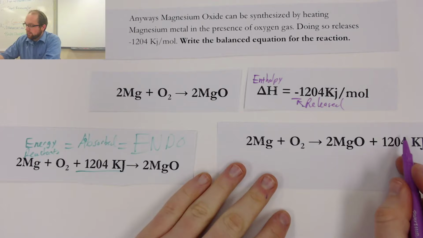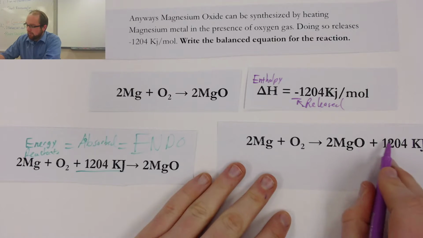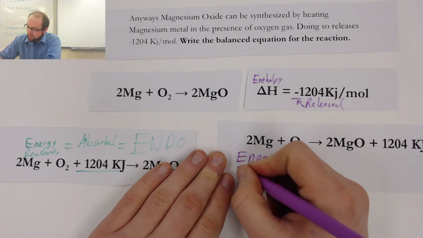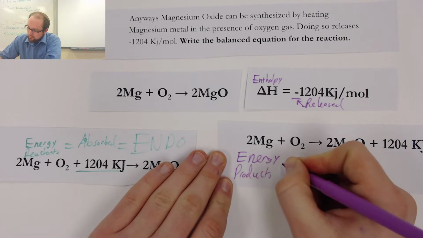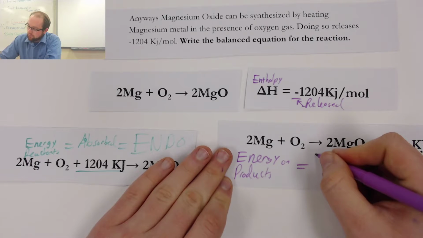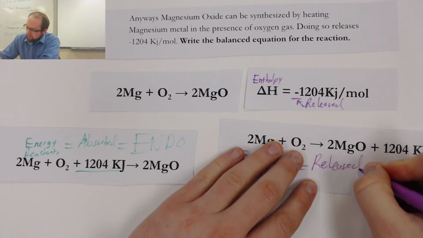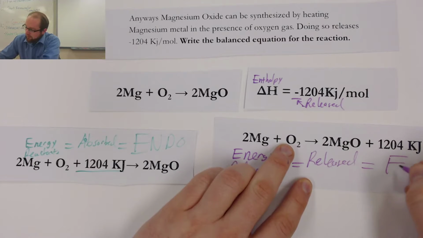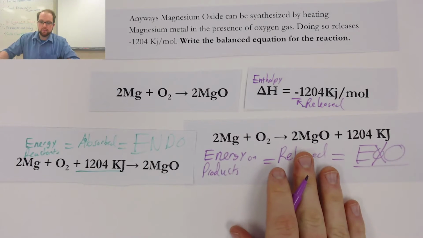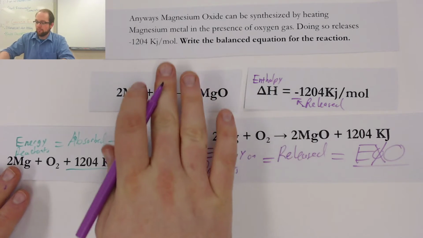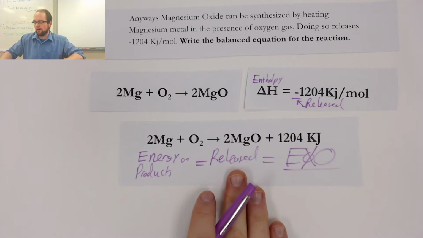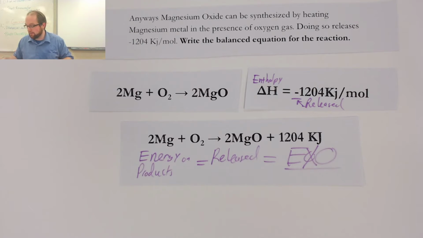Whereas over here, I see that it is part of the products. So if the energy is on the products, this means that it is energy that is being created, it is produced, it is released. Meaning that I am now dealing with an exothermic reaction. So, based on what our problem tells us that our heat was released, I would say that this form of the reaction where it is exothermic is going to make the most sense.